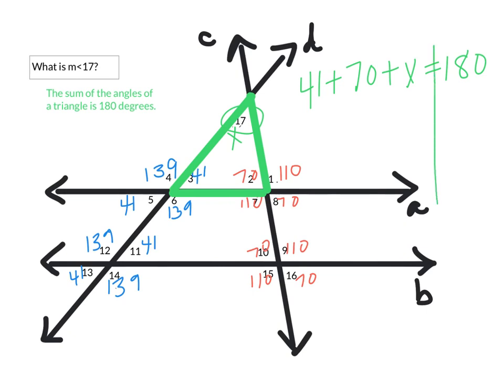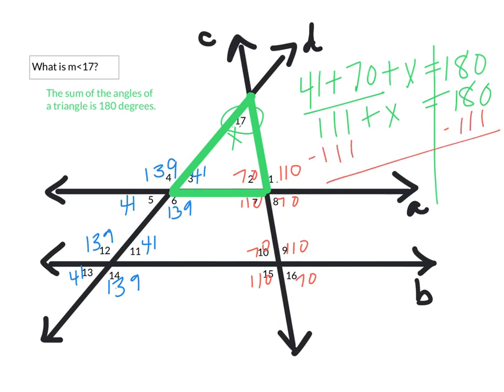All right, let's solve the equation. 41 plus 70 is 111 degrees plus x. Then we'll have to subtract 111 from both sides of our equation, and we will get x equals 69 degrees. So the measure of angle 17 is 69 degrees because we have a triangle that's 180. All right, so we did find that we needed a little more information, but just 2 angles gave us everything we needed to know.